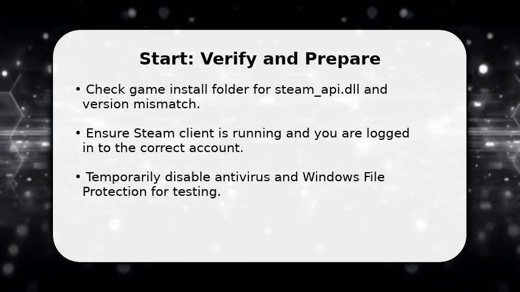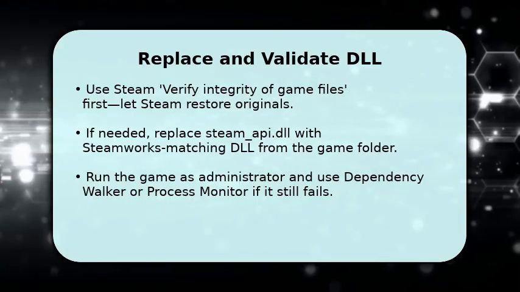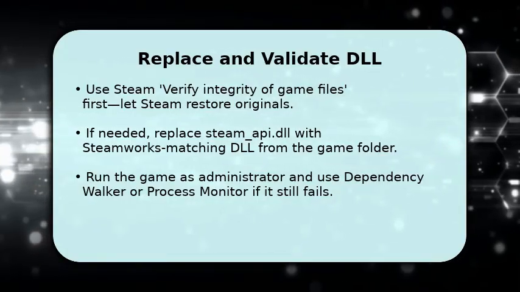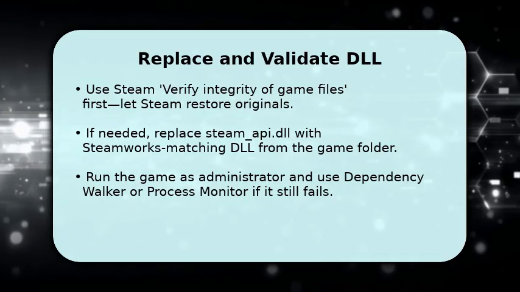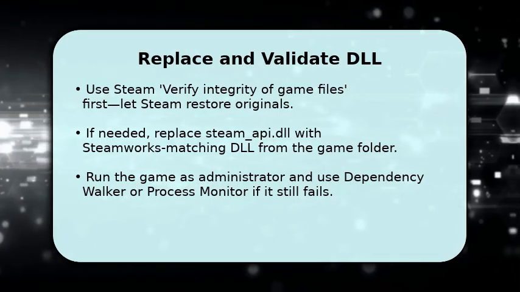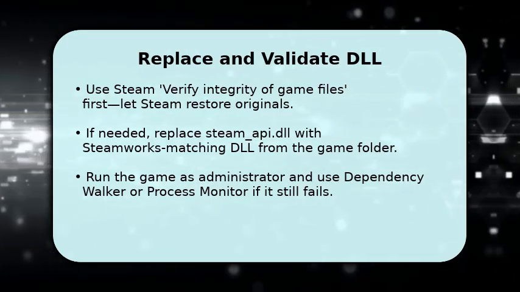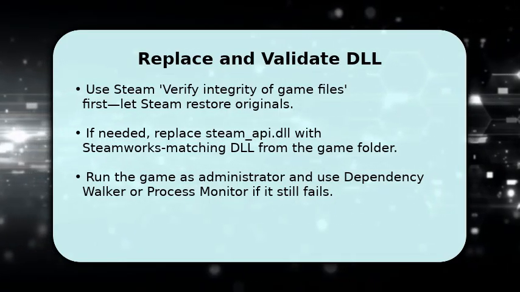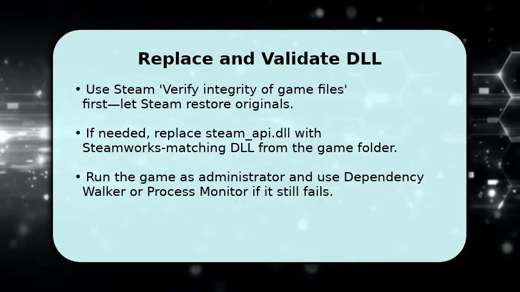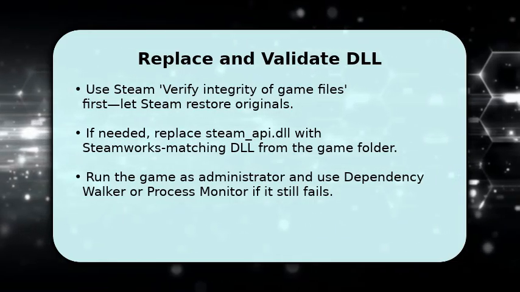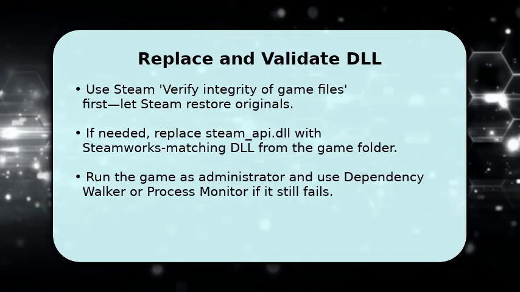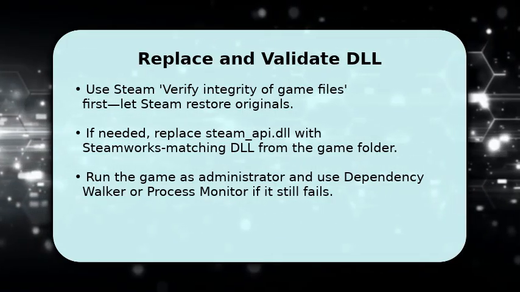You now run Steam's built-in verification. Right-click the game, Properties, Local Files, verify integrity of game files. Allow Steam to restore the official DLL. If the error persists, copy the Steam API DLL that matches the game's Steamworks branch from a known good install or reinstall the game. Do not use random internet DLL downloads.